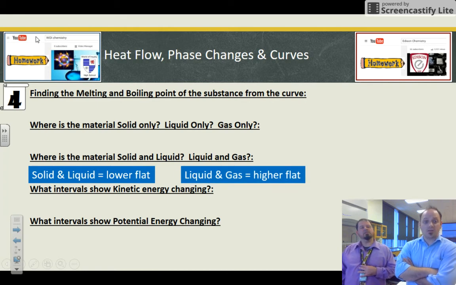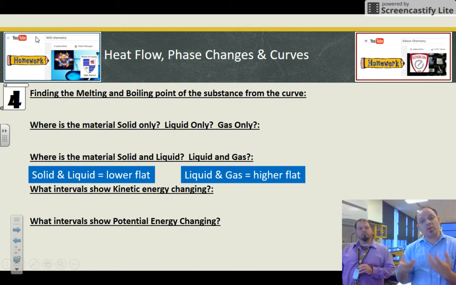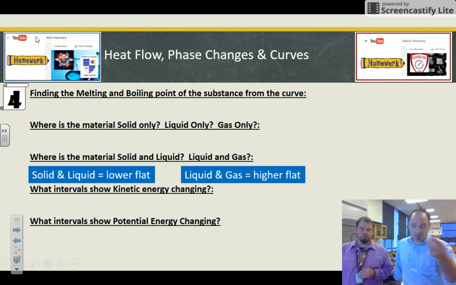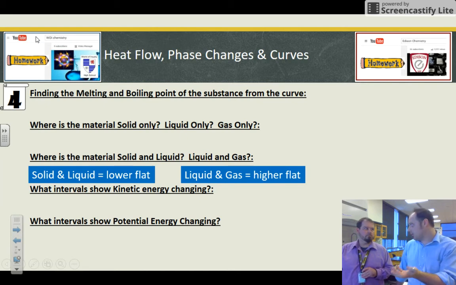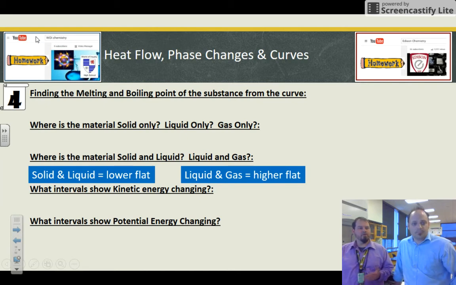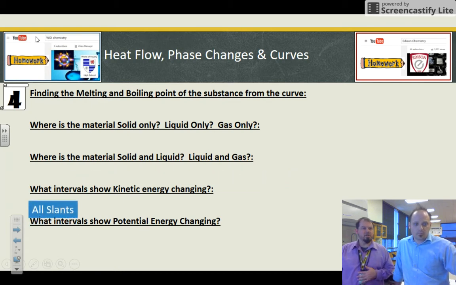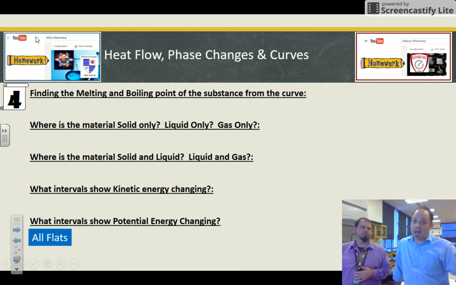Solid, liquid, and gas, so mixed phases. The lower flat is both solid and liquid because the solid is turning into a liquid. Both of them are present. The higher flat is where the liquid is turning into a gas, so both are technically present. And then at what intervals is kinetic energy changing? That's all the slants. Potential energy changing is all the flats.